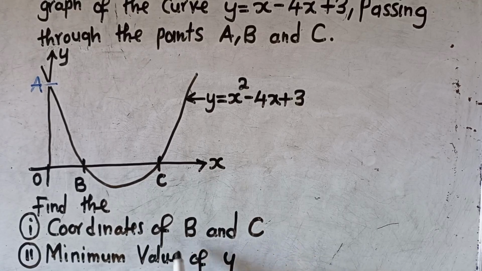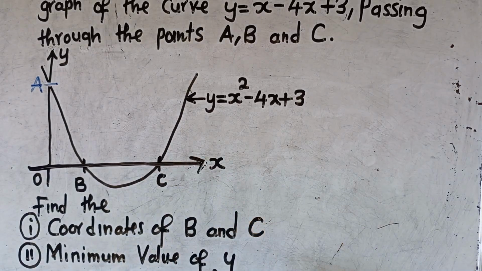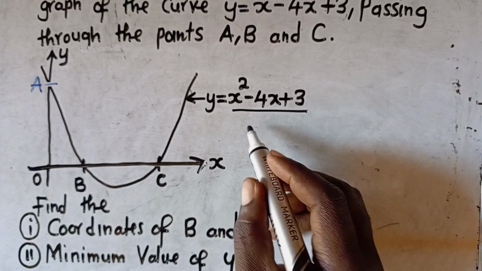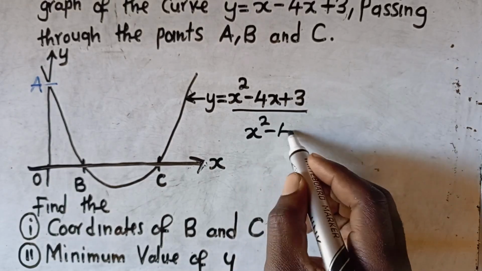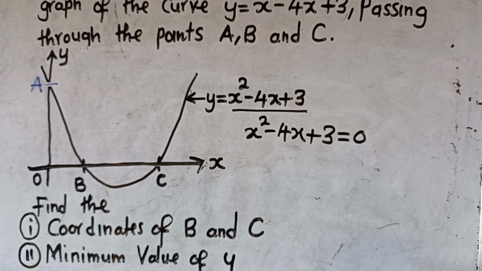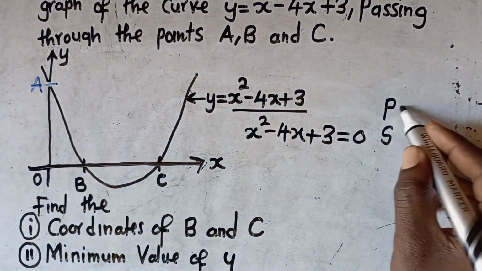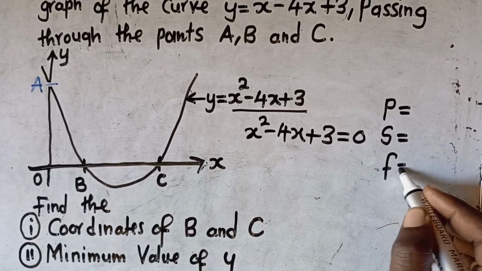How can you find the coordinates of B and C? For you to find the coordinates of B and C, what you need to get and understand is something that is very simple. You know that this is the x-axis. I guess you know and understand that on the x-axis, the value for y is 0. So you get this equation, you say x squared minus 4x plus 3. You equate to 0. Then you solve this particular equation. You find the product, the sum, and the factors. So these are things that you are going to do.